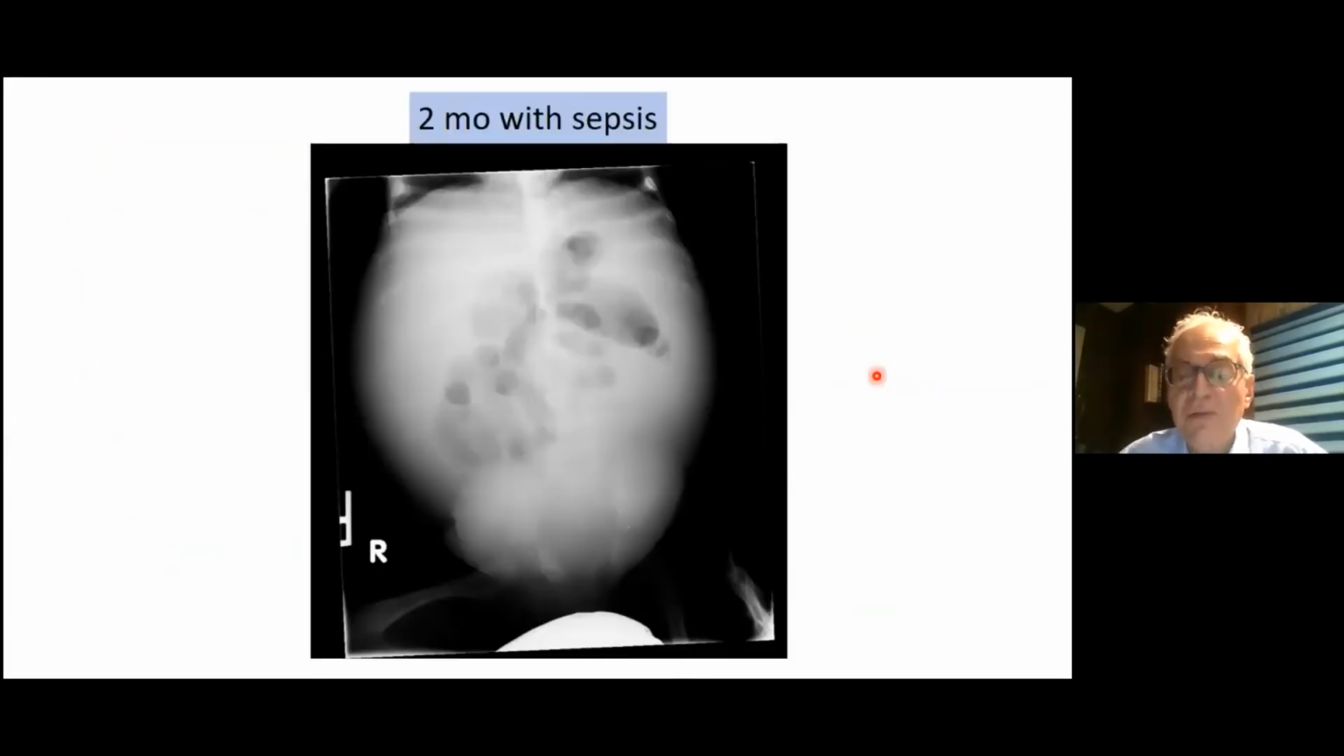Okay, a third case of a baby with a KUB and abdominal mass, very distended belly. Take a guess of what you think this one is.